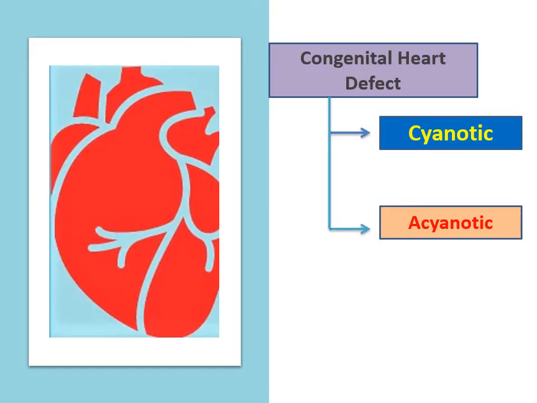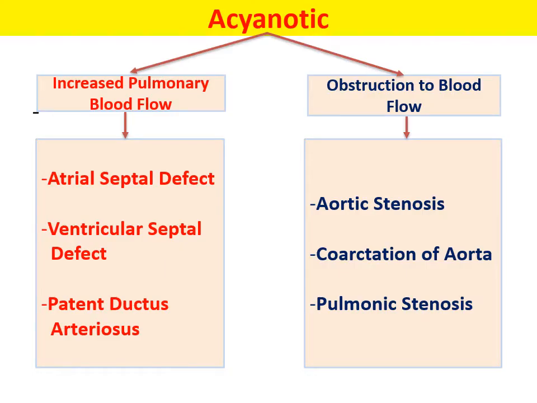So starting with the congenital heart defects, the congenital heart defect is divided into 2: cyanotic and acyanotic. Cyanotic, as the name suggests, there will be cyanosis. There will be a bluish discoloration of the skin due to lack of oxygen, and acyanotic, there will be no cyanosis. So in acyanotic congenital heart defect, 2 patterns are seen. One is increased pulmonary blood flow, another one is obstruction to the blood flow. Increased pulmonary blood flow, you can see the 3 defects, that is atrial septal defect, ventricular septal defect, and patent ductus arteriosus. In obstruction to blood flow, we see another 3, that is aortic stenosis, coarctation of aorta, and pulmonic stenosis. So each disease conditions will be discussed further.